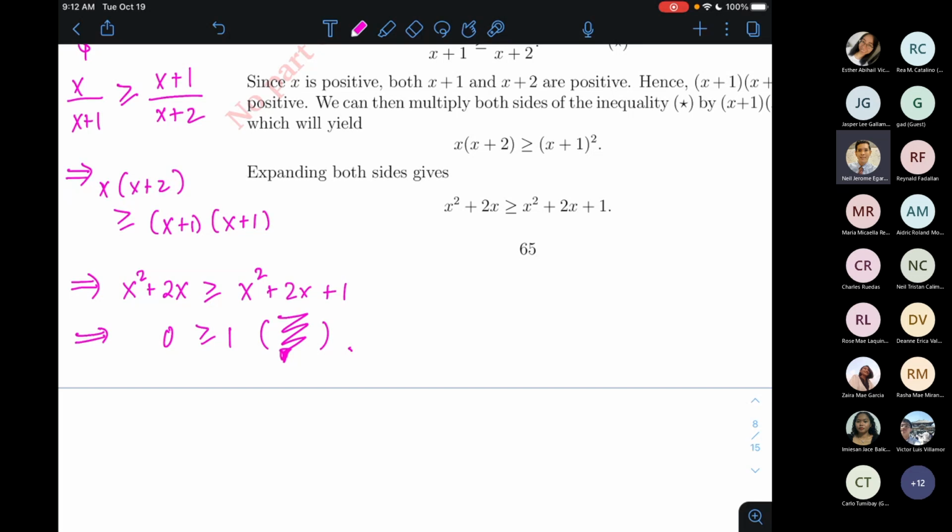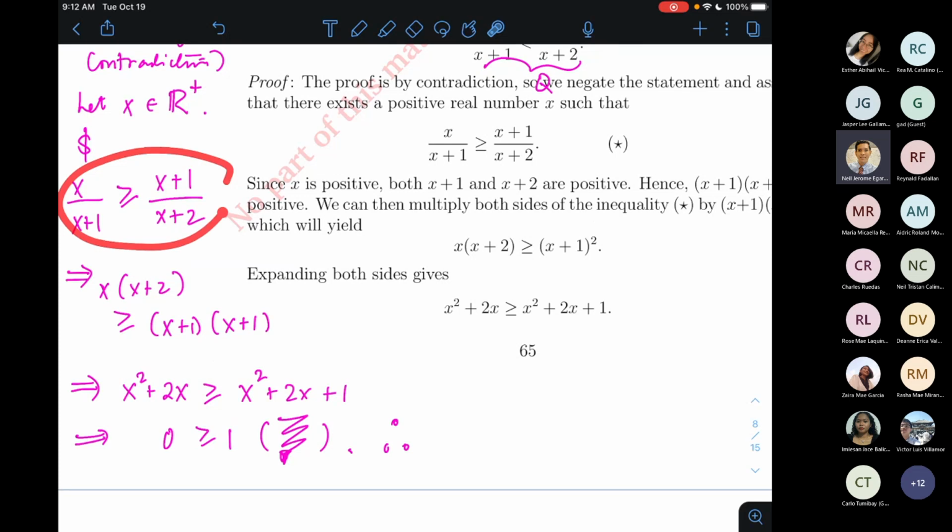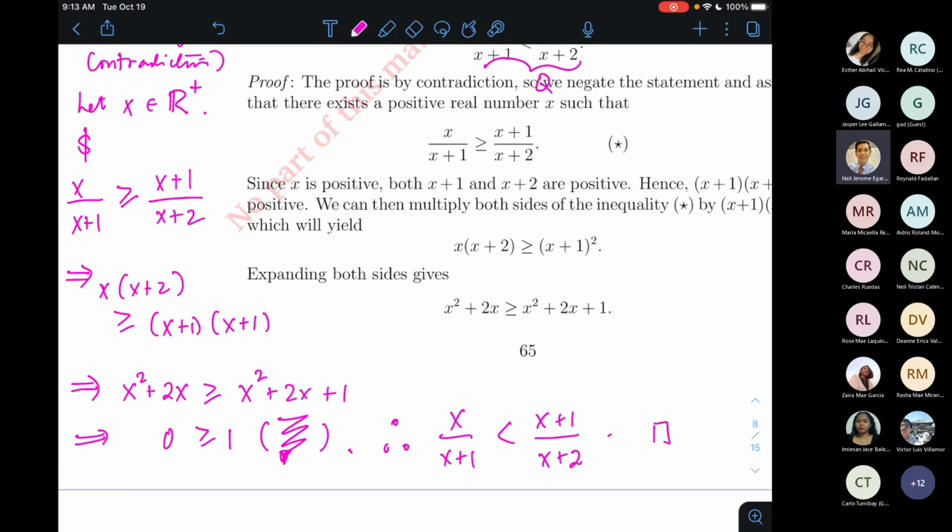Okay, so that's a contradiction. So therefore, our supposition is false. Hindi pwedeng maging totoo itong supposition na to. Kasi kung i-accept natin siya to be true, dapat i-accept din natin na ang 0 ay greater than or equal to 1, which we cannot do kasi alam natin na si 0 ay mas maliit kaysa kay 1. Okay? So therefore, we don't have any choice but to reject this supposition. So we'll accept the fact that x over x plus 1 is less than x plus 1 over x plus 2. And that ends the proof.